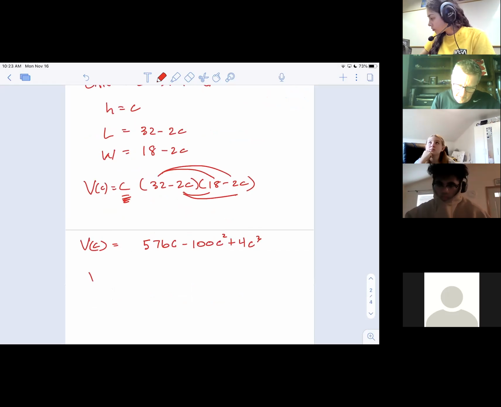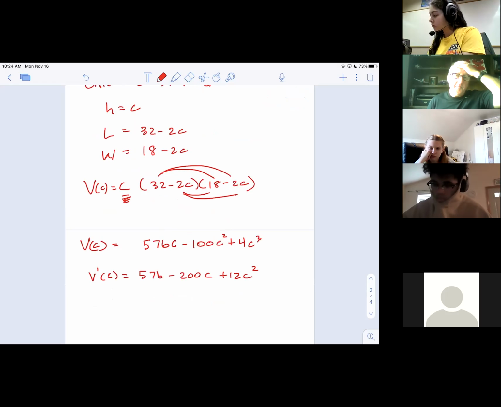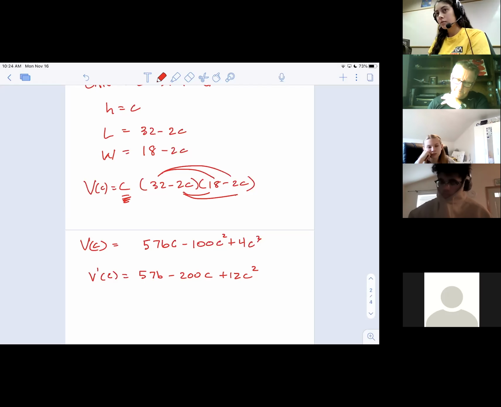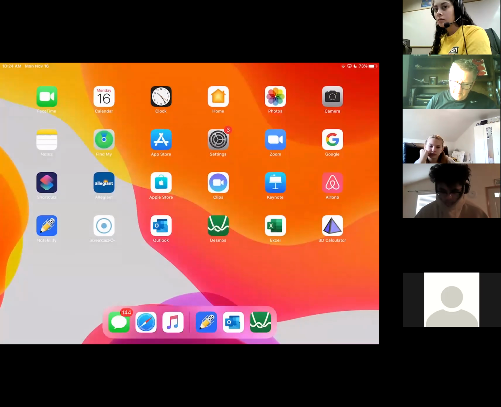So what is the derivative of that? 576 minus the 2 comes down to the 100, and then the 3 comes down to the 4. Isn't that the derivative? And we said earlier in this chapter that I can find maximums by taking the derivative and setting equal to 0. So that's kind of cool. Before we do that, let's just take a look at something in Desmos though real quick.